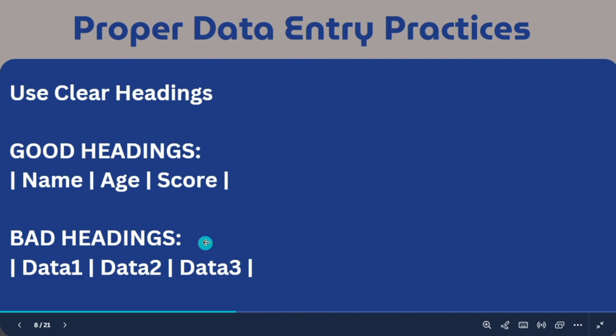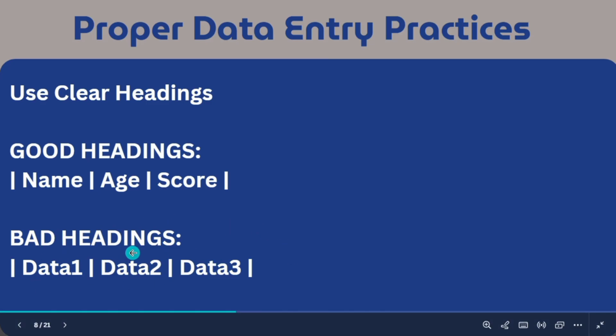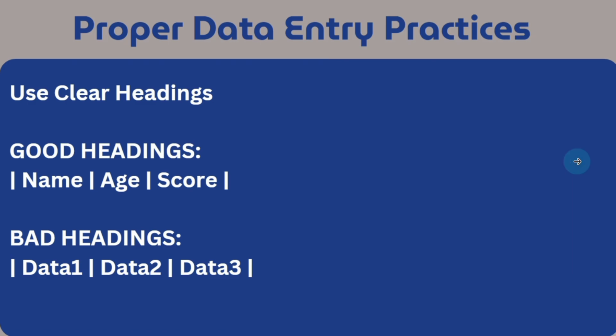But if you just use headings like data 1, data 2, data 3, or you just decide to name them A, B, C, you are not giving a clear heading because they don't know what type of data to enter into each place.